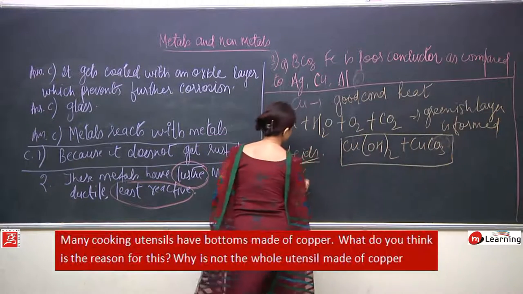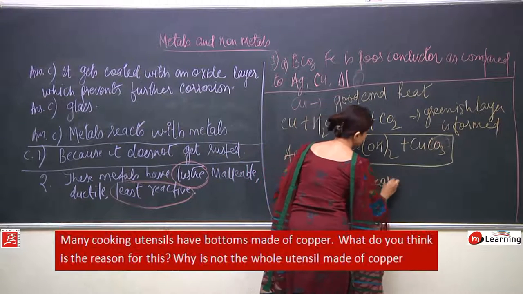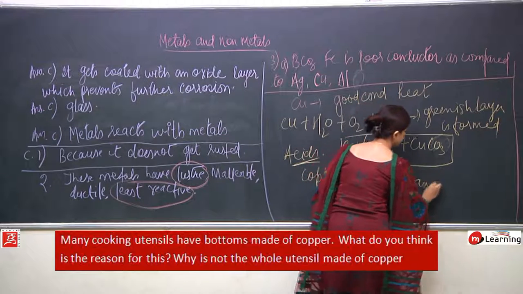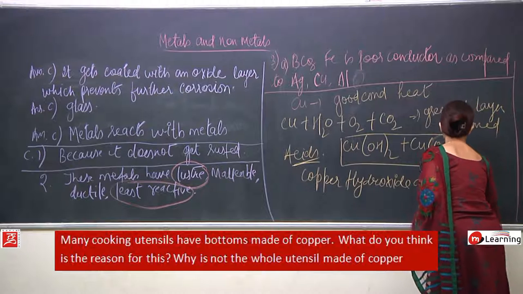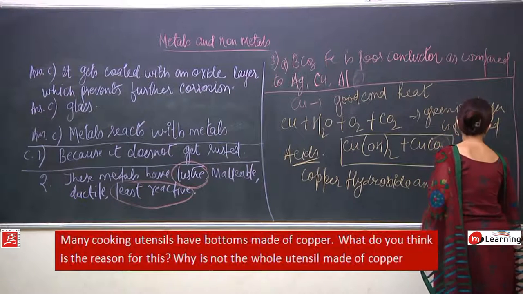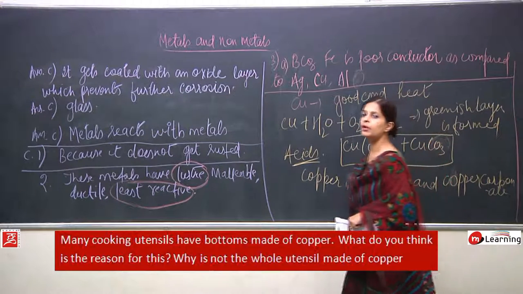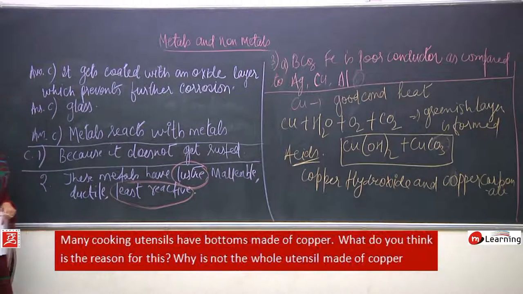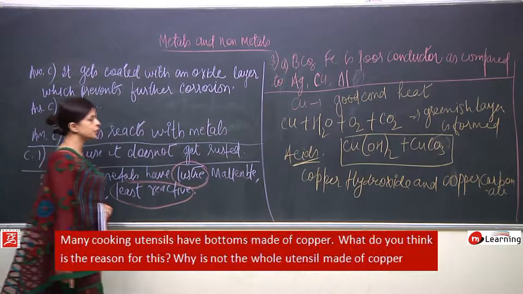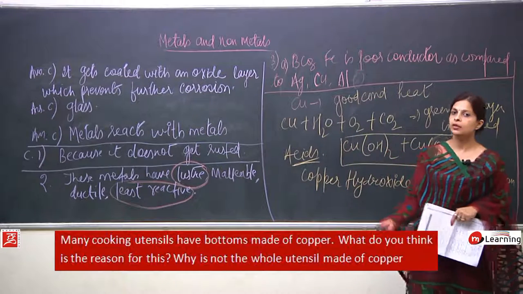It is copper hydroxide and copper carbonate. Okay, so this layer will be formed, and obviously this layer will be very, very dangerous, it won't be safe for us, and so copper is not used to make the whole vessel, rather it is used only to make the bottoms.